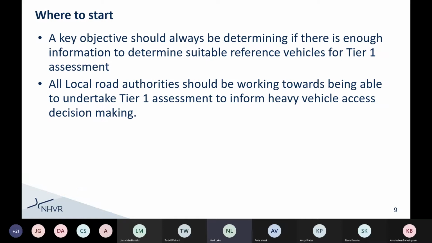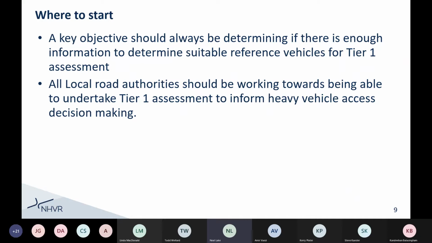And as I said, one of the key things that I want you to keep coming back to, and I think this is the second time I've said it already, and I'll probably say it two or three more times, is that you should always be thinking about these reports. Is there enough information to determine suitable reference vehicles so that you can undertake Tier 1 assessment?